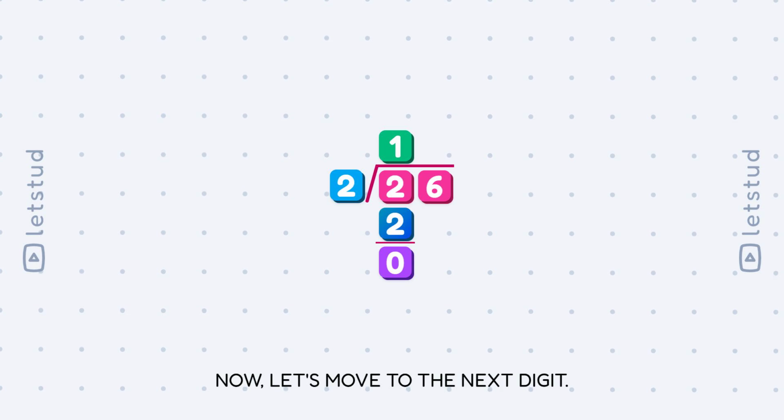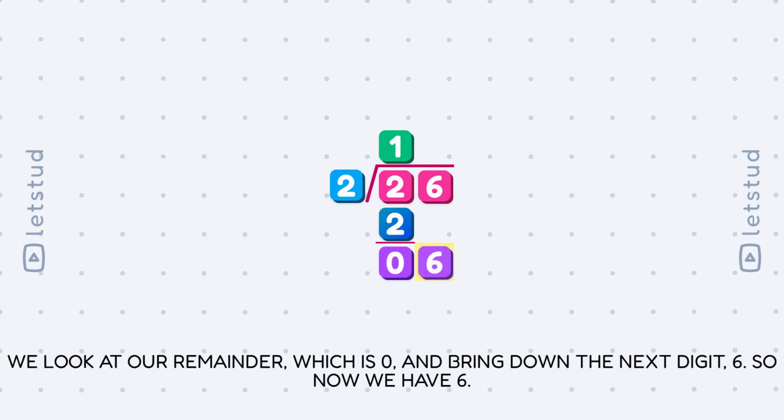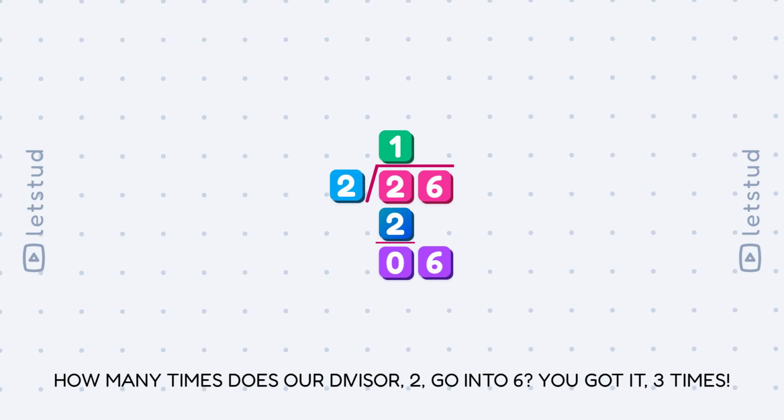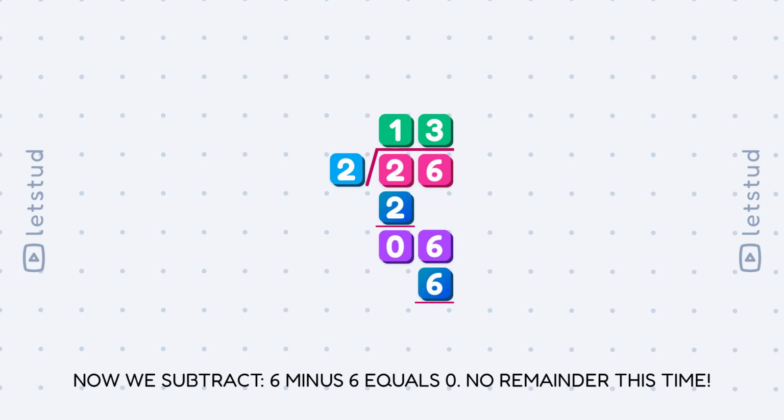Now, let's move to the next digit. Next up, we bring down the 6. We now have 6 to work with. We look at our remainder, which is 0, and bring down the next digit, 6. So now we have 6. How many times does our divisor 2 get into 6? You got it, 3 times. Let's multiply. 3 times 2 equals 6. Now we subtract. 6 minus 6 equals 0.